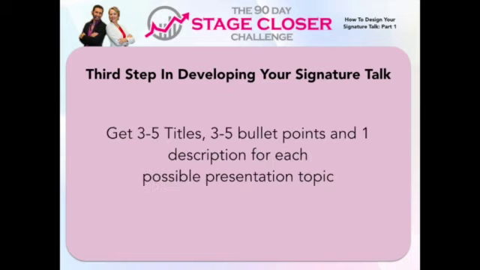So for now, let's just stay focused on getting a few titles, bullet points, and one paragraph description of what you can speak about for each one. My preference would be that you have 3 to 5 titles, descriptions, and bullet points for 3 to 5 different talks. Okay? Cool. Now, you ready for the big gotcha?